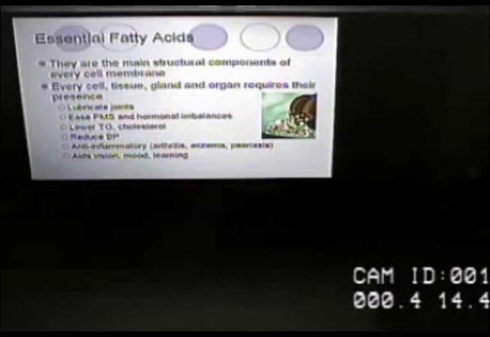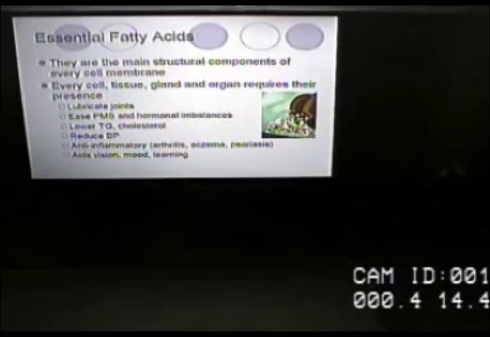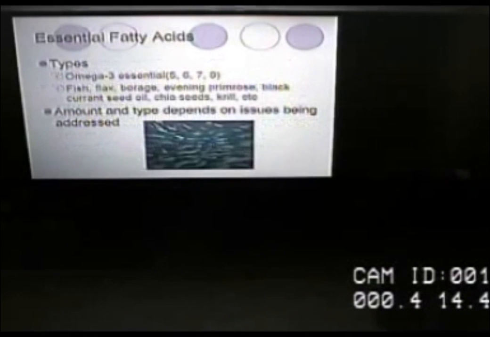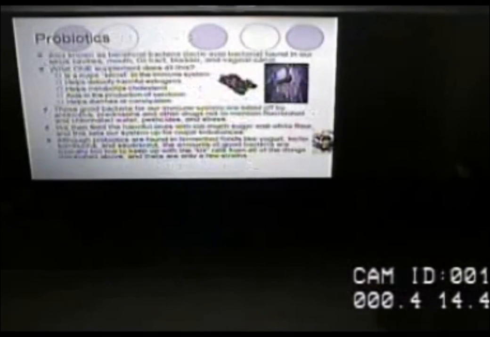So, the essential fatty acids lube the joints, help with hormonal imbalances. They help lower triglycerides, cholesterol, reduce blood pressure, anti-inflammatories, the arthritis, eczema, psoriasis, lupus, on and on. The vision and learning. Again, we went through all the different types.